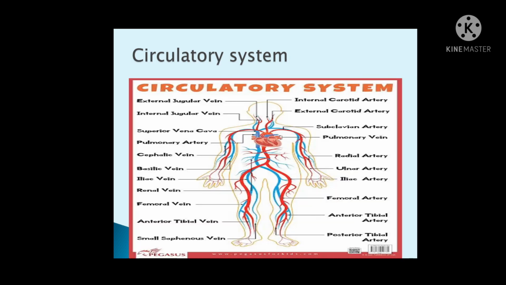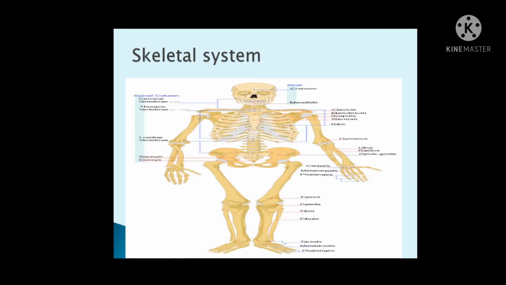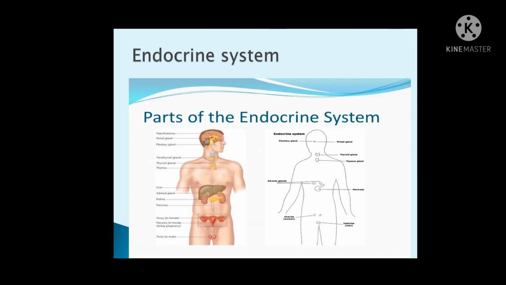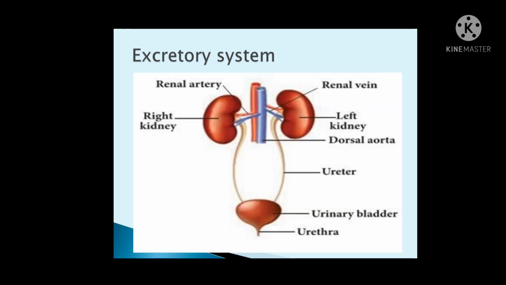Fourth is the circulatory system. In this system we study mainly arteries and veins in the body. Fifth is the skeletal system. In this system we study the bones in the body. Sixth is the reproductive system. In this system we study male and female reproductive organs. Seventh is the endocrine system. We study specially the glands of the body in this system. Eighth is the excretory system. We basically study kidneys, urethra and ureter.